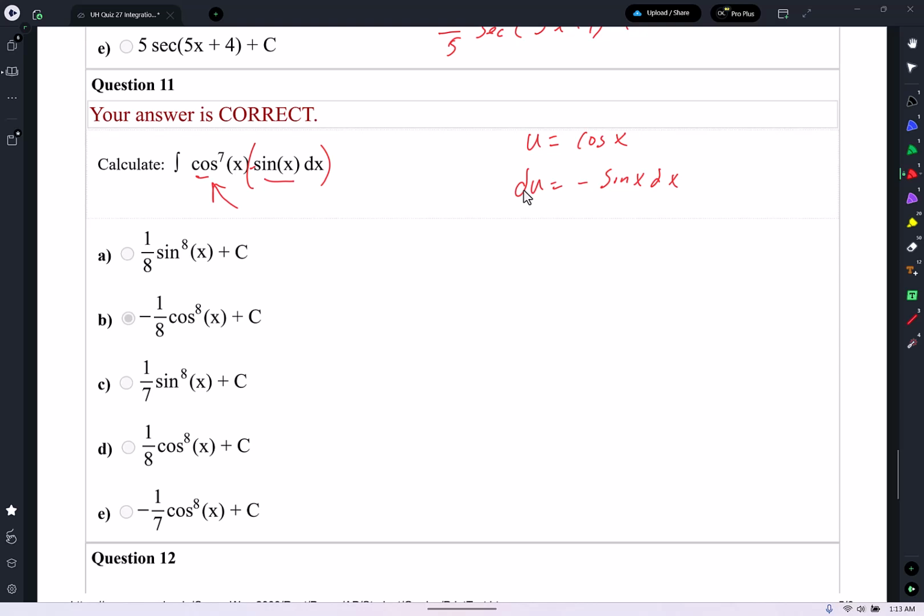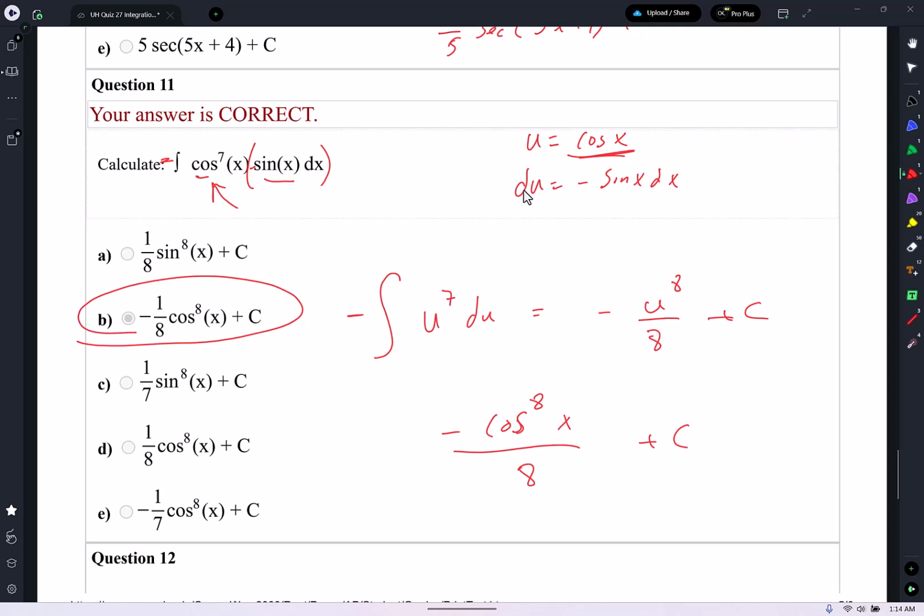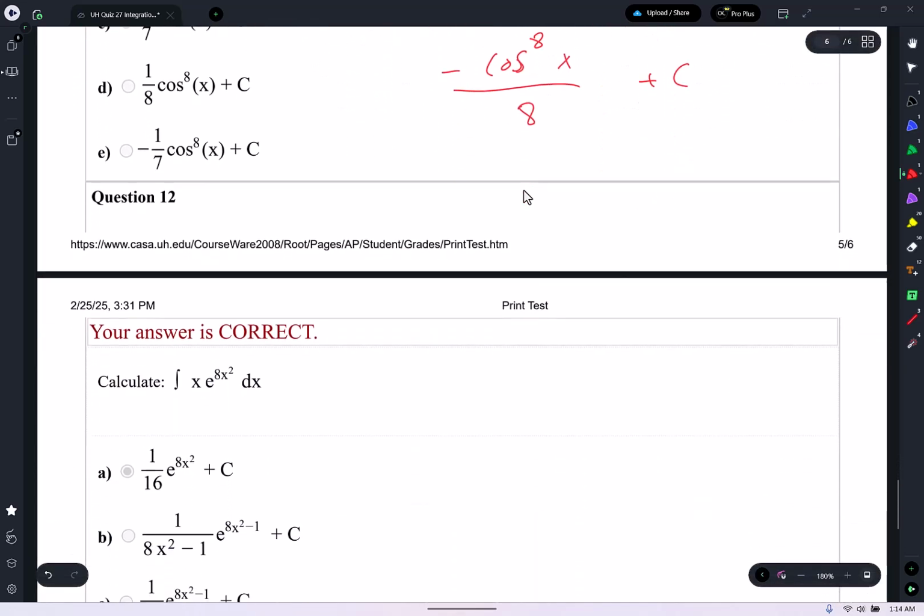And remember, it's a product there, so now I can do u substitution, integral u to the 7th du. If I put a negative on the inside, I have to put a negative on the outside. So negative u to the 8th over 8 plus c. Plug back what u is. So negative cosine to the 8th power of x over 8 plus c. You could also just say negative 1/8, which they do here. And there it is. All right, what do we got left?